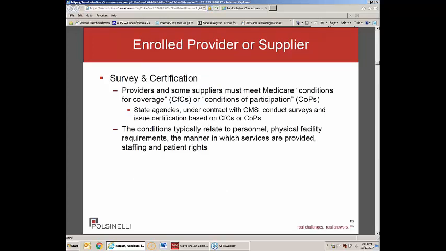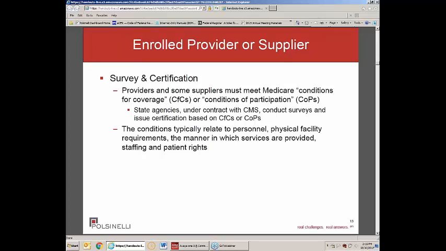When they have to go through the survey and certification process, they have to meet what are called Medicare conditions of participation, sometimes called conditions for coverage, although that's sort of a confusing term. You can probably more easily categorize these as enrollment requirements. CMS typically contracts with state agencies to conduct these surveys and to measure compliance with all of the various conditions. Sometimes the surveys are done by third parties. You may be familiar with the Joint Commission, which does a lot of surveys for hospitals. These requirements are not typically service specific, so they don't relate to a very specific type of service that a patient received, but more so general operations of the provider or supplier.